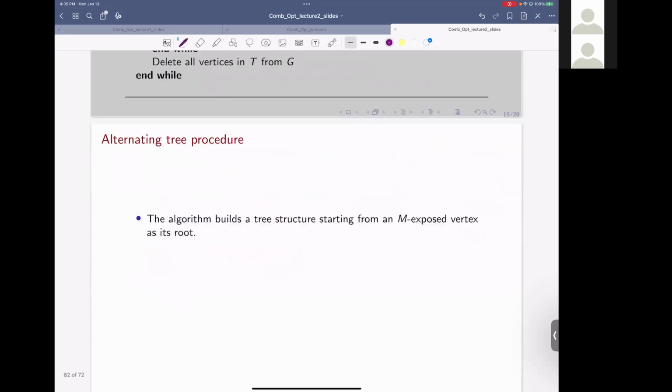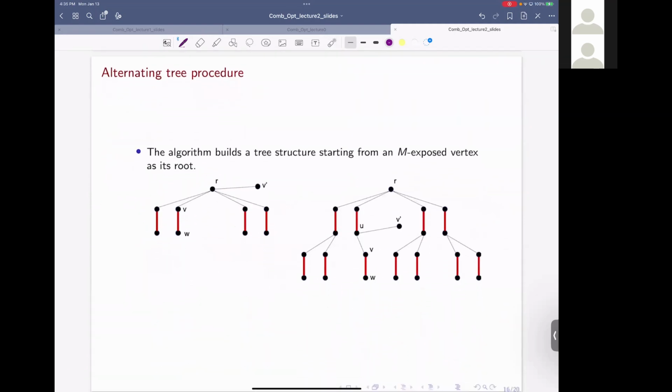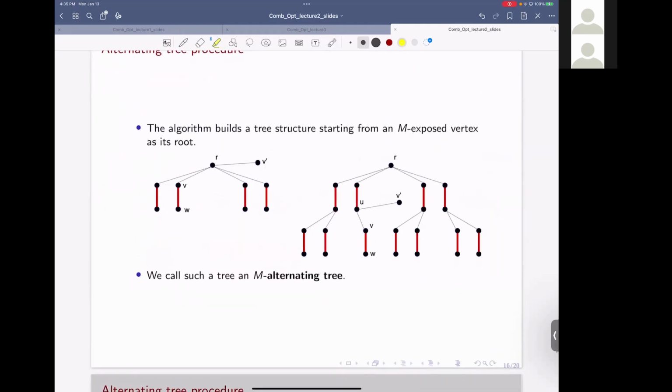So the algorithm builds a tree structure like this, and if you find an exposed vertex, that gives you an augmenting path. Again, if you have a vertex like this, that gives you an augmenting path, like this, like this. If you do not, then you just have a tree structure without these small branches in the middle. And this is called an M alternating tree.